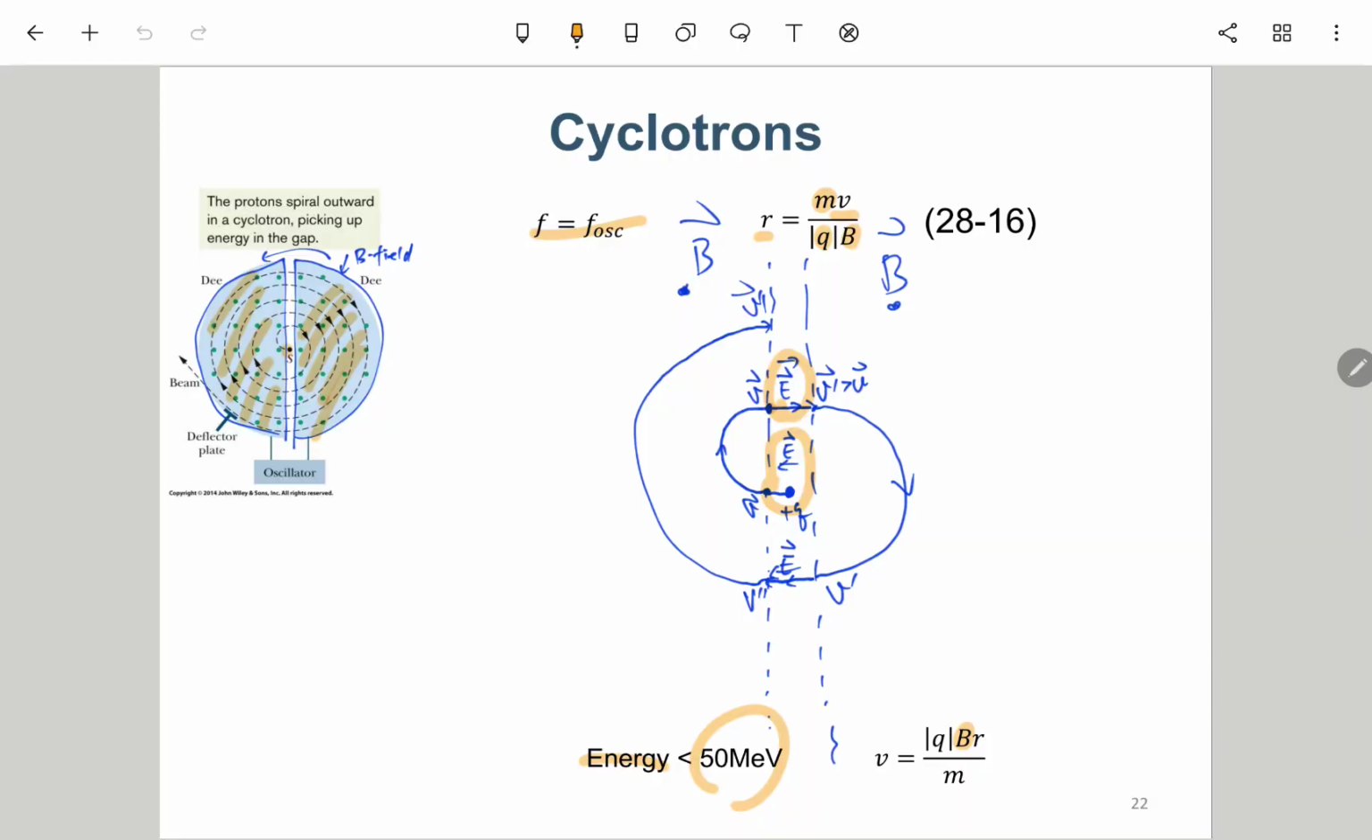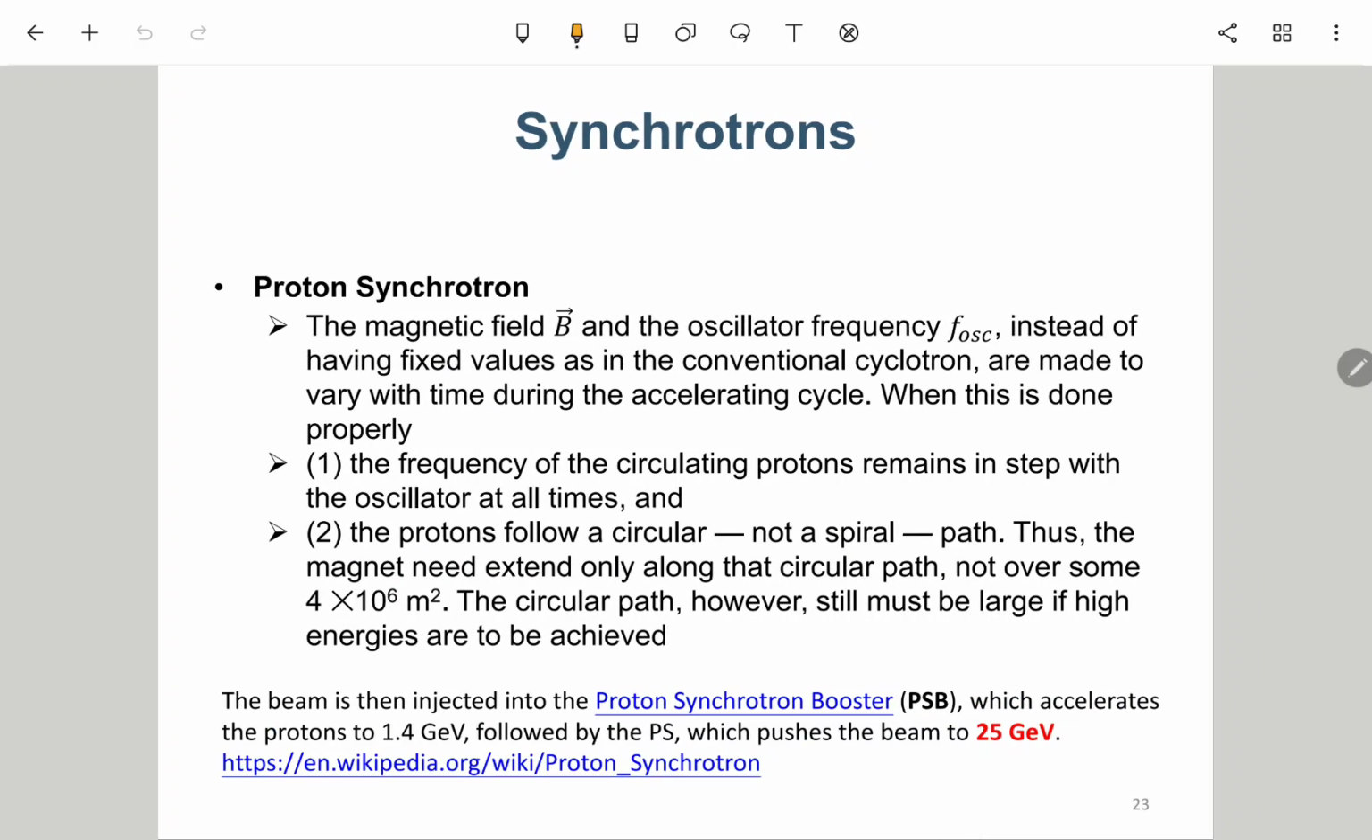This is the cyclotron. Okay, so we have the synchrotron. We will not go deep, but I just try to briefly introduce it. We have the proton synchrotron. This is not a disk anymore. The proton will follow a circular path, not a spiral. It will be something like this.